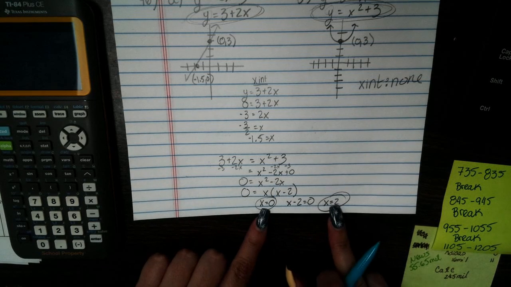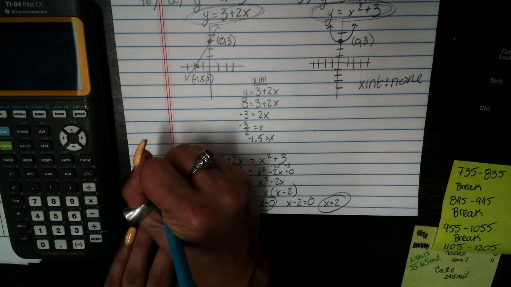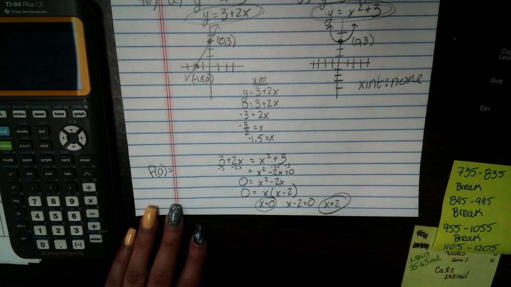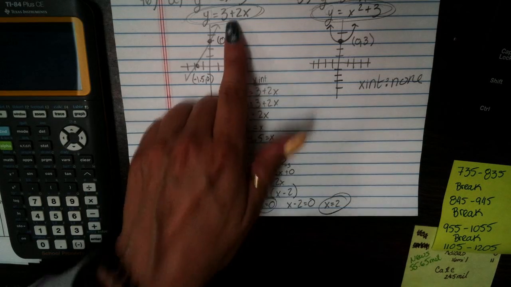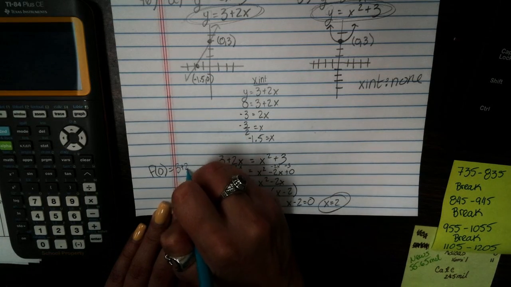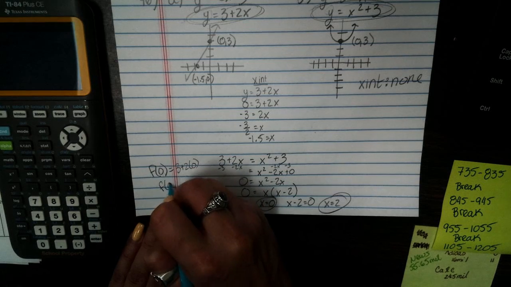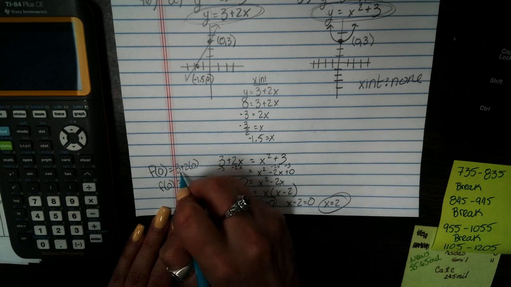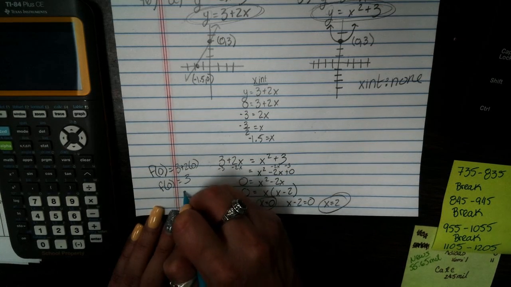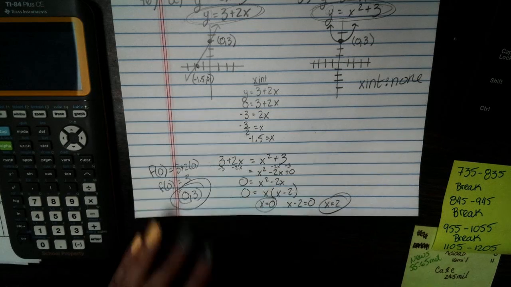And again, those are the x values for where they intersect. So I'm going to plug them in individually. I'm going to do f of 0 first. It doesn't matter which one you plug it into. I'm just going to pick this one because it's linear. So when I get f of 0 here, I get 3 plus 0 is 3. So one of my intersections is 0, 3.